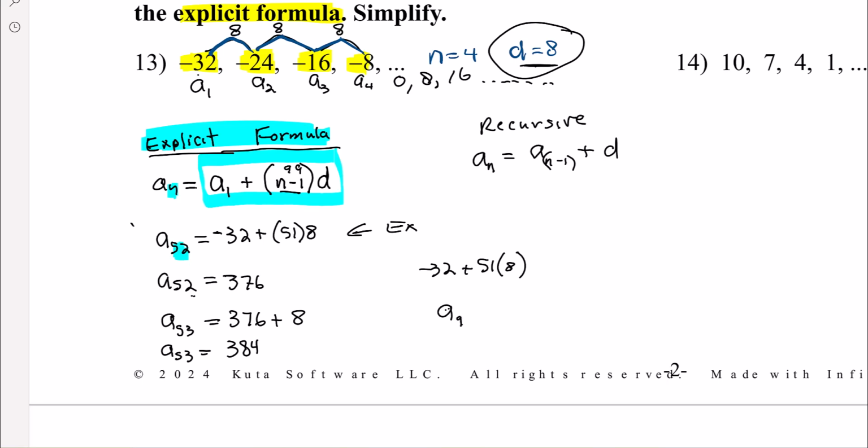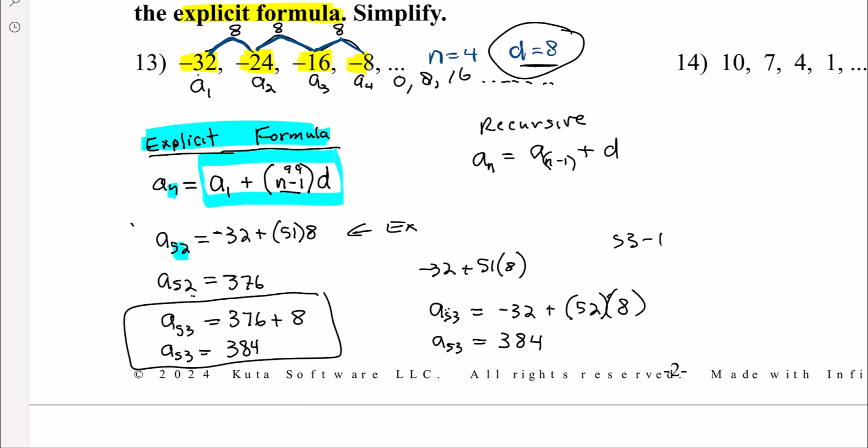And then we could check that out. We could say a sub 9 is equal to a sub 1 plus 9 subtract 1 times, oh, I knew why this was not making sense. I just put in the 9th term. We're checking for the 53rd term. There we go. So 53 subtract 1 is 52. And the common difference is 8. So I'm just going to type that in. Negative 32 plus 52 times 8 equals, so the 53rd term in this sequence would be 384. But look at, if we knew the 52nd term, all we had to do was add 8 to it. All right, that's it for this one.